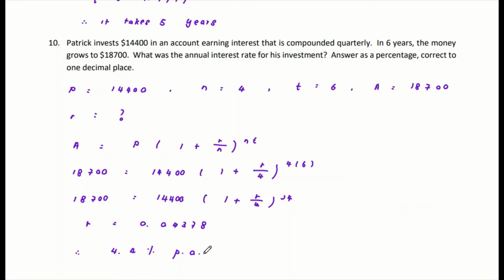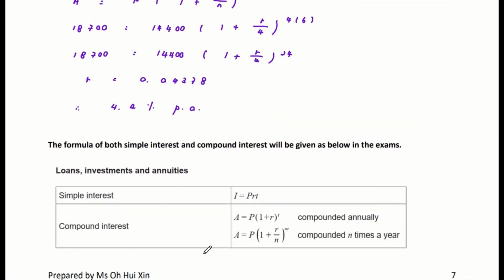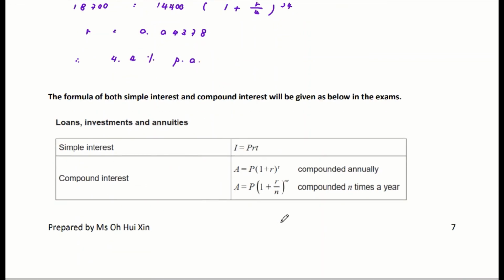Try to understand the idea of where everything comes from, then make yourself familiar with the formula, then you should be able to do the questions. These are the formulas that will be given in your exam, so you can try to look at this. And I'm sorry that perhaps in the previous simple interest section, you can change it to small r and small t, to make it align. So that's the idea.